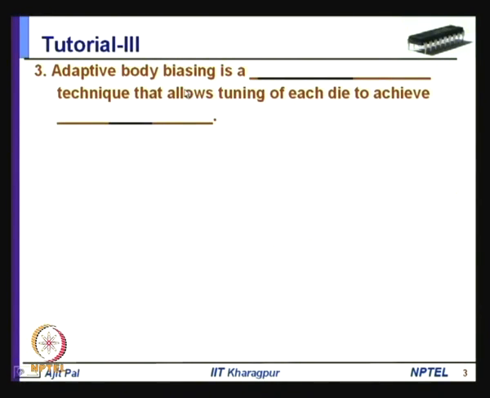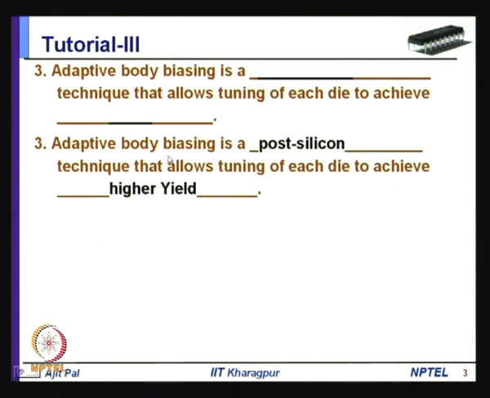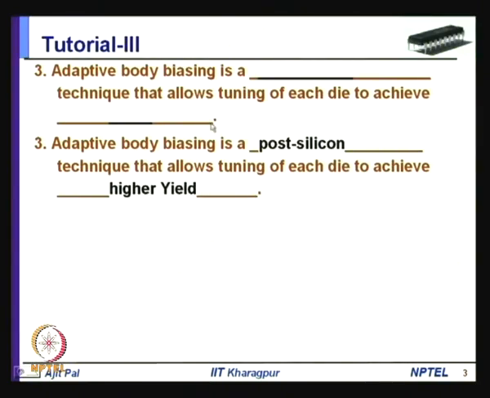Coming to the third question, adaptive body biasing is a dash technique that allows tuning of each die to achieve dash. So, the answer is adaptive body biasing is a post silicon technique that allows tuning of each die to achieve higher yield. So, as we know, we have discussed several techniques of reducing power dissipation. I mean, to achieve higher yield. That means, adaptive body biasing is a technique that allows tuning of each die. Adaptive body biasing is a post silicon technique.